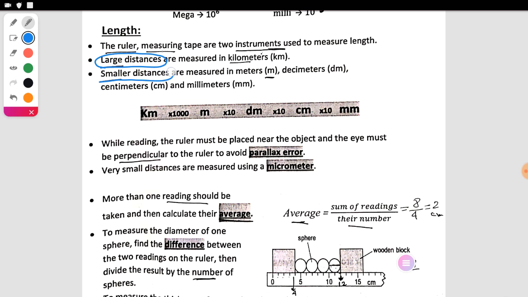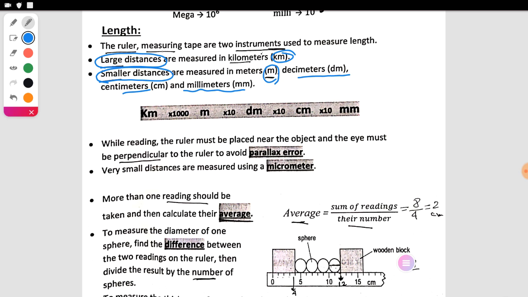Small distances are measured in meter, not kilometer, or decimeter, or millimeter. In case of a smaller distance, we can convert from kilometer to meter by multiplying it times 1000. Meter contains 10 decimeter. Decimeter contains 10 centimeter. Centimeter contains 10 millimeter. So we can convert any unit to another unit.